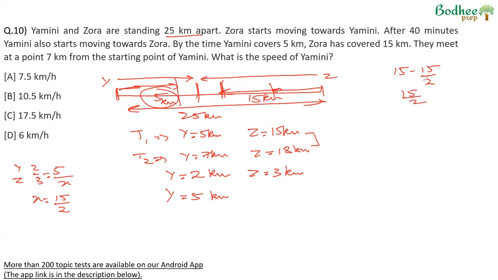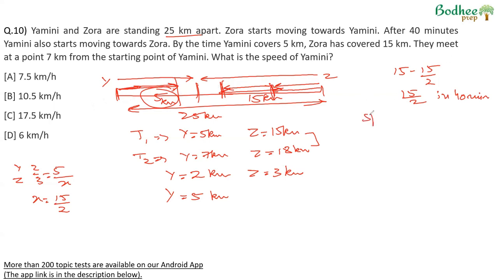half of this would have been covered in the first 40 minutes. So basically, Zora covered 15 by 2 kilometers in 40 minutes, and then at that point Yamini also started walking. Zora covered another 15 by 2, in which time Yamini covered 5. Therefore, in total, Zora had walked 15 and Yamini had walked 5.